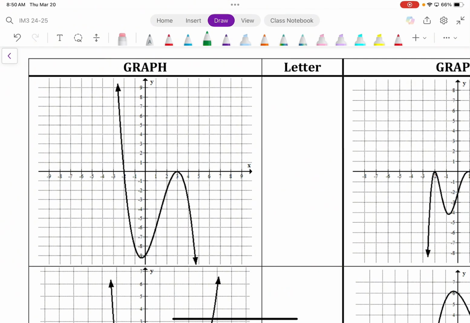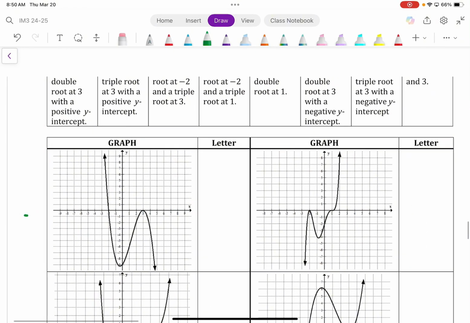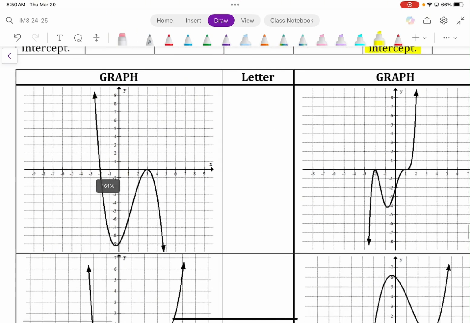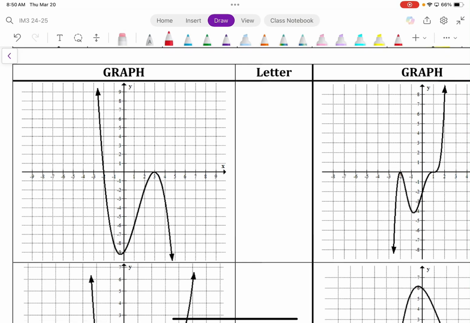So let me begin with Christian's group. Top left is a, what letter did you put for this one? F. Can you read the description, please? This function has a root at -2 and a double root at 3 with a negative y-intercept. Excellent. So we have a single root at -2 and a double root at 3 with a negative y-intercept. So this would be F.